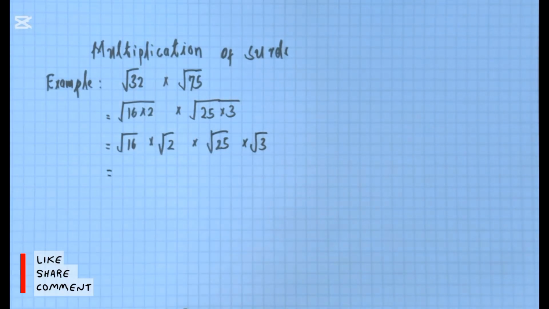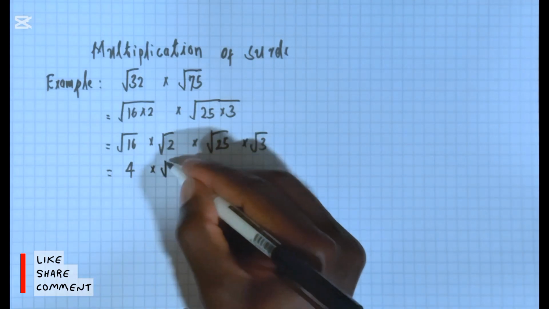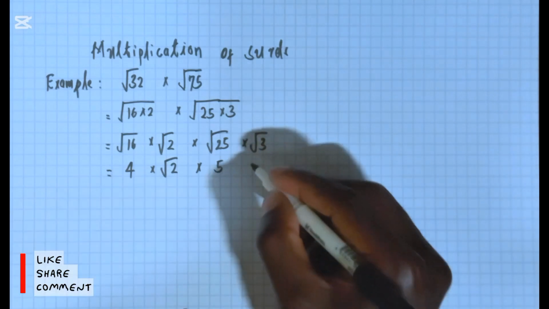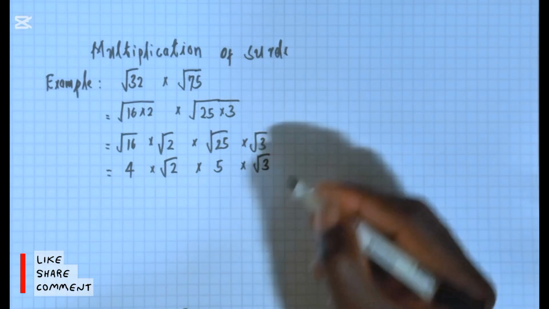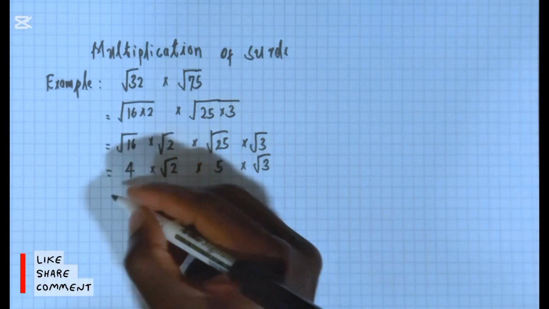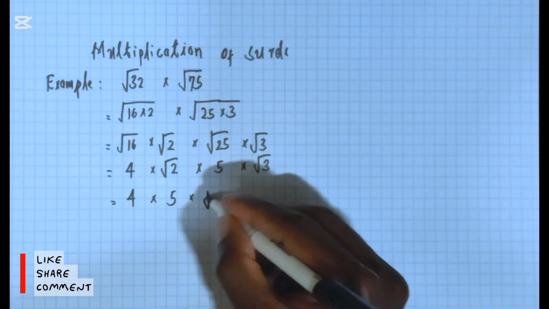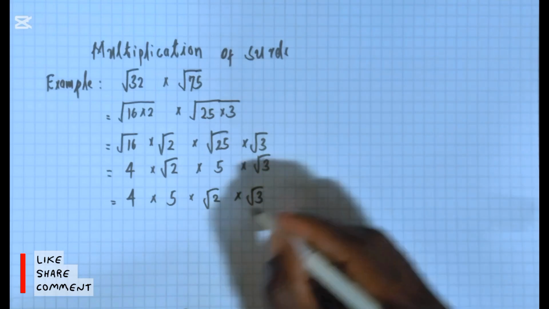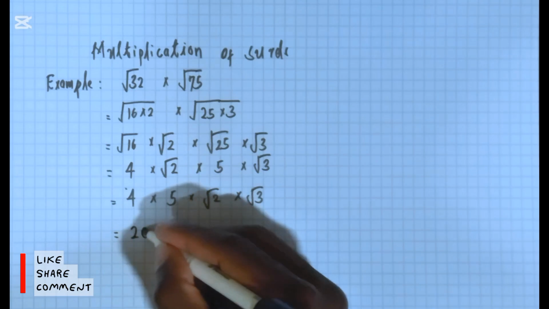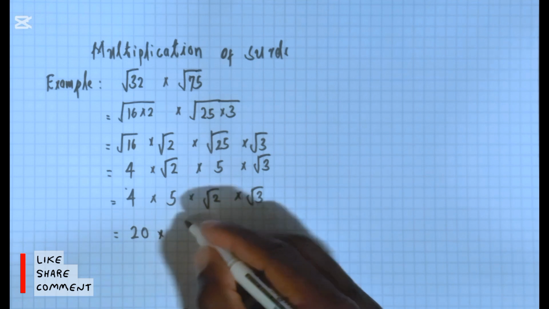Of course, root 16 there is going to give us 4, and root 25 is going to give us 5, times root 2 times root 3, which are surds there. So we're going to collect all these numbers together, and basically we're going to have 4 multiplying 5, times root 2 multiplying root 3. Awesome. So 4 multiplying 5 will give us 20. And root 2 times root 3 will actually be root 6.